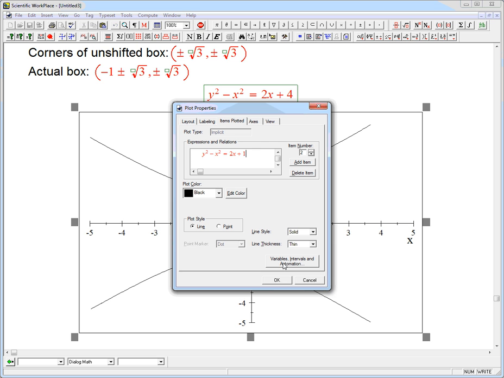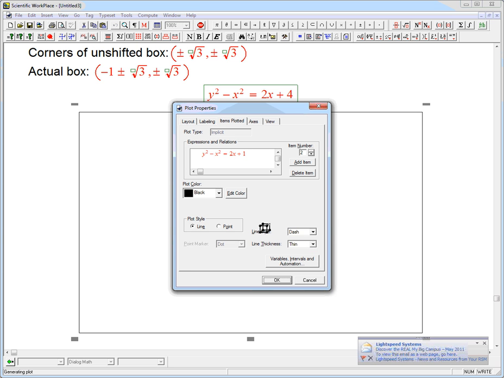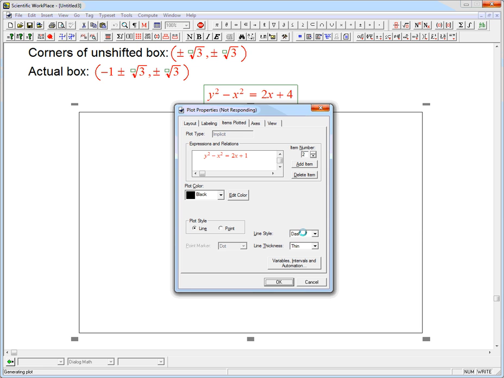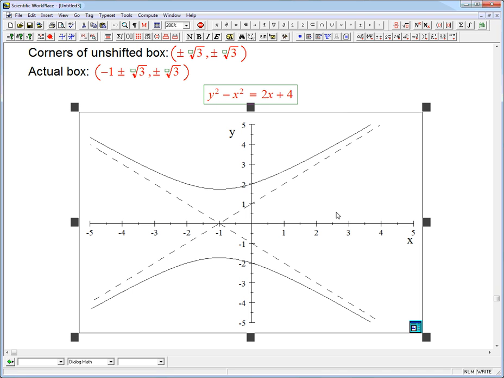I think if I make that a 1 and dot them. So I'm just kind of using a clever trick to put in the asymptotes, assuming I know how to be clever. Come on. There we go. Okay. So there's the asymptote.